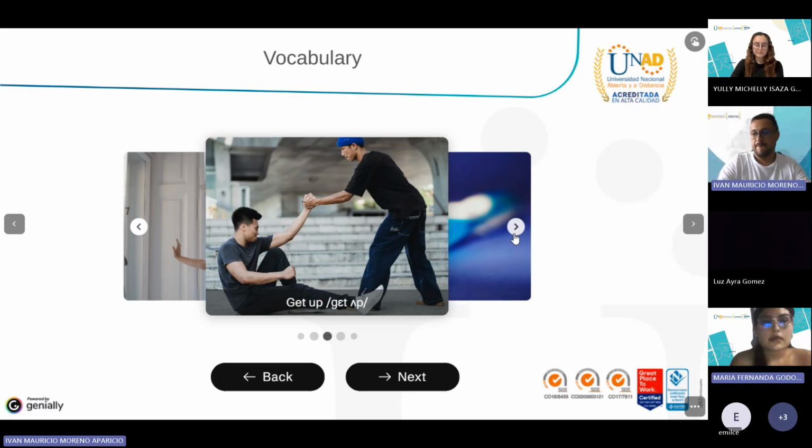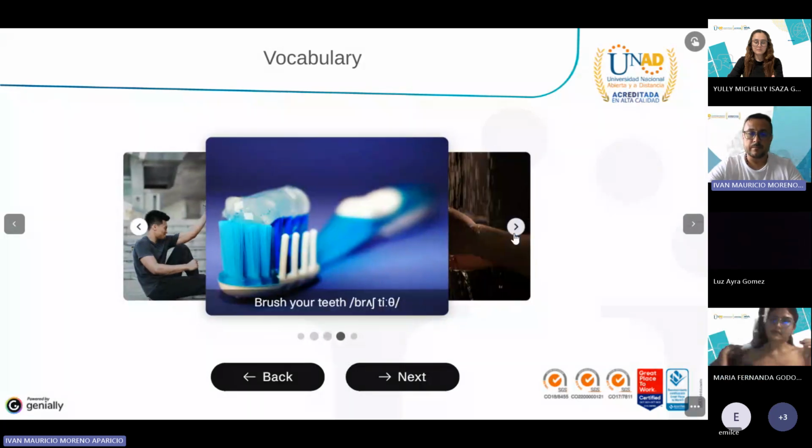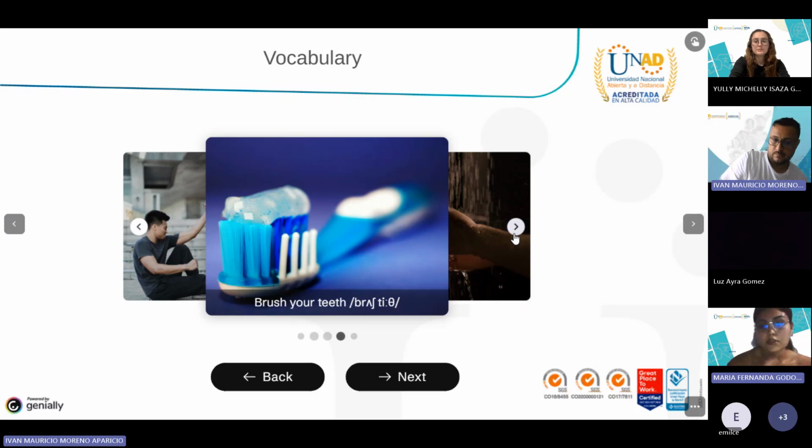The second one is a little different from wake up because it means bed. The next, brush your teeth. This expression means when you clean your teeth in the morning or after lunch or after dinner, right? Depends of the person. The next.